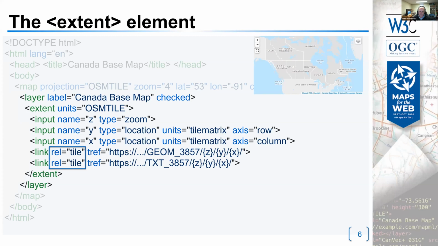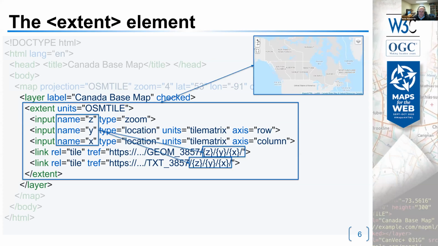Each input variable binds to one or more variable references in the URL template links within the extent element scope. Once all the variable references are resolved, the URL template becomes an actual resource URL that is fetched and rendered. An extent can contain as many such URL template links as it needs to compose the map layer. In the example shown above, the geometry and labels of the layer are referenced by separate links.